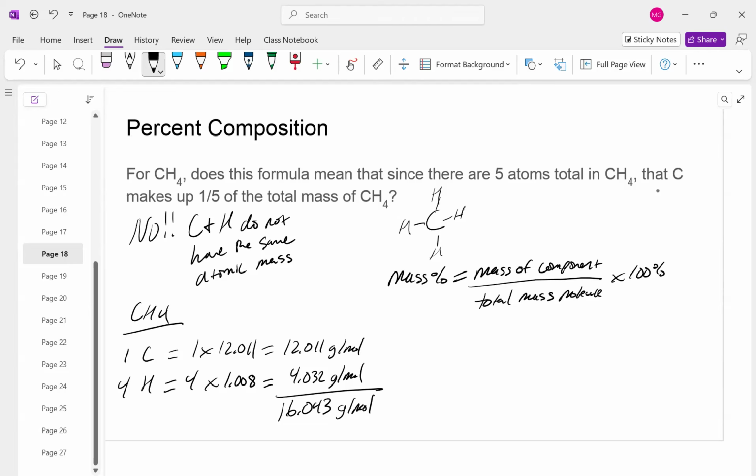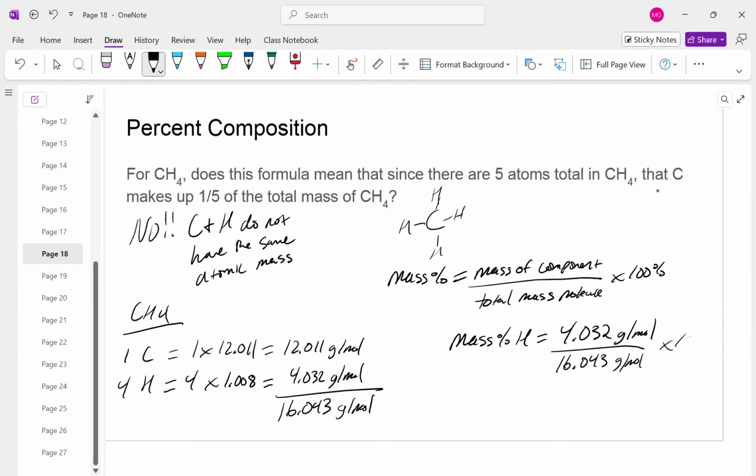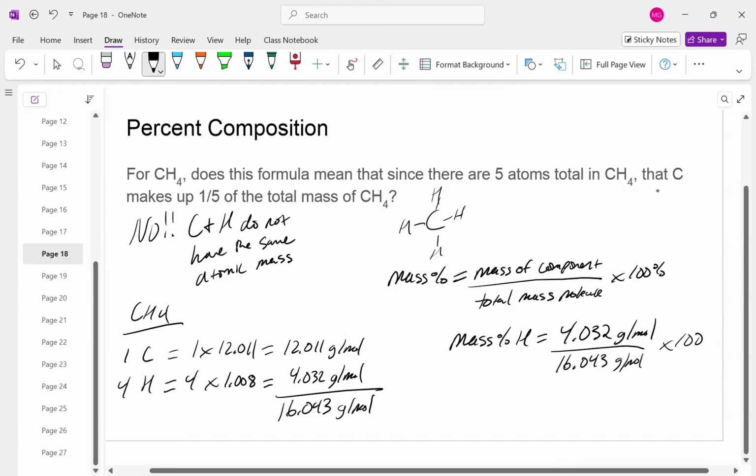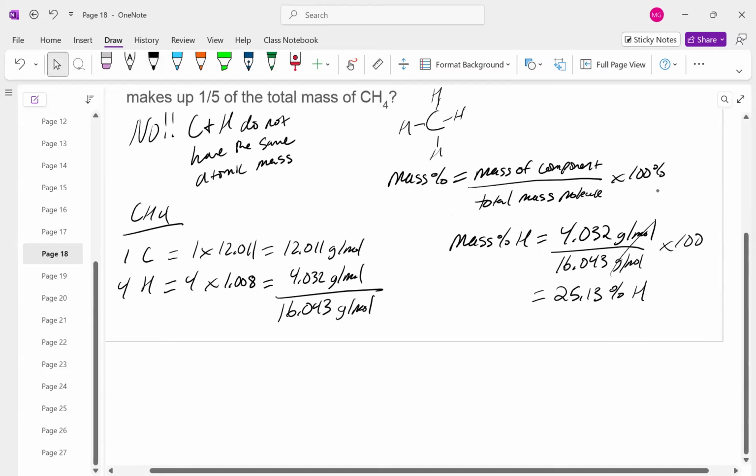So if I'm going to do this for one molecule of CH4, I can find the mass percent of hydrogen by taking its molar mass. Notice that that's the total, all four hydrogens, divided by the whole molar mass of CH4, and then multiply it by 100. Notice that the units cancel out, so this is a unitless calculation. And we get 25.13% of CH4 is hydrogen. And I can do this for carbon as well.